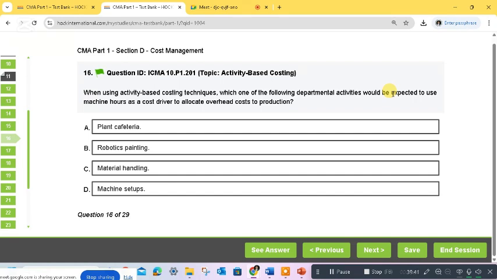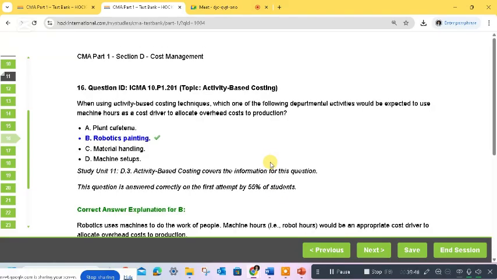Material handling. Machine hours, right? Something that is driven by machines. So robotics meaning plant, cafeteria. Basically, there is no basis for that because products are not connected to the cafeteria at all. Material handling, number of purchase orders or number of different types of materials. Okay. Machine setup, number of setups.